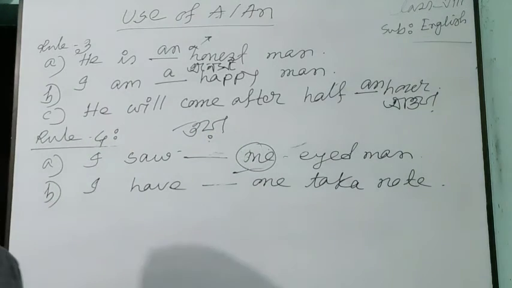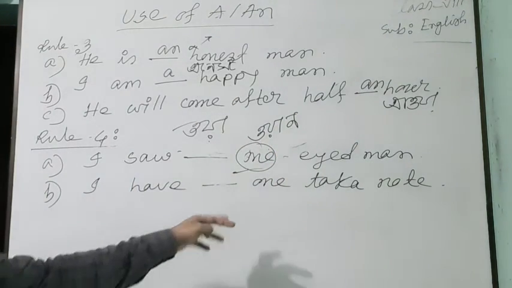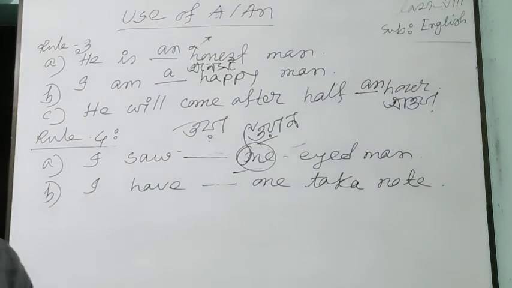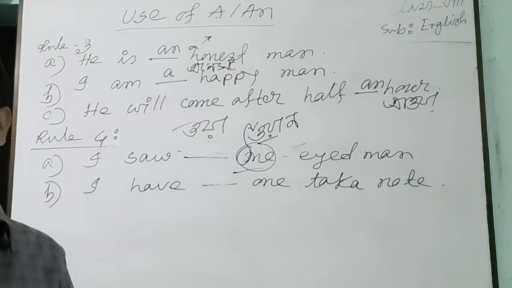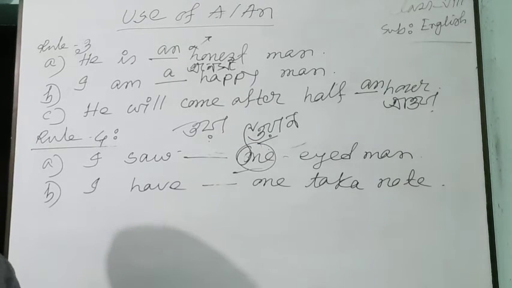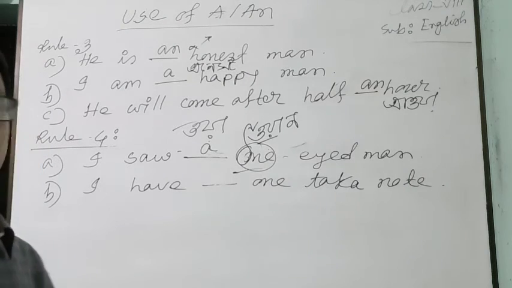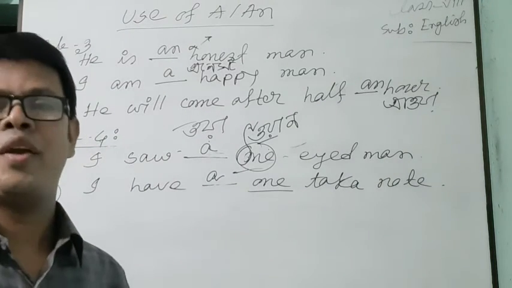Here, one. If we pronounce 'one', listen, one. That means O sounds as 'wa'. As O sounds as 'wa', we can write 'a', though it is a vowel. If a vowel sounds as 'wa', we can write 'a' before the vowel. So, a one. You can memorize it. That means 'a' is used before 'one'. Another example of the same rule: a one-taka note. So 'a' is used before 'one'.